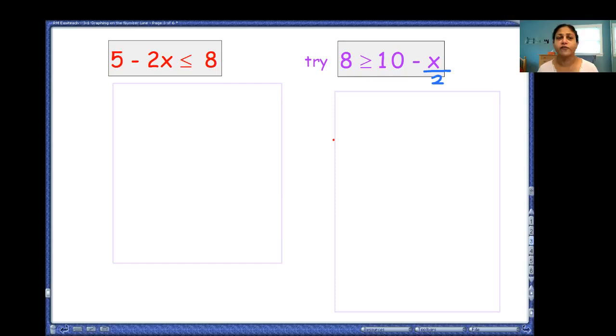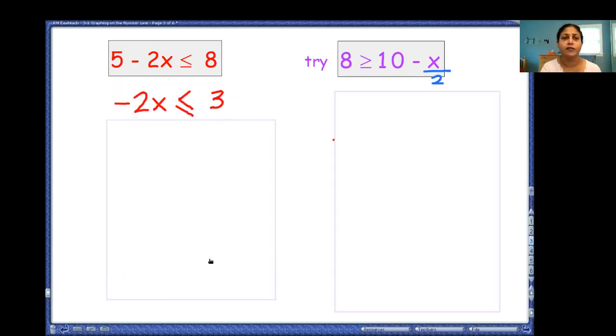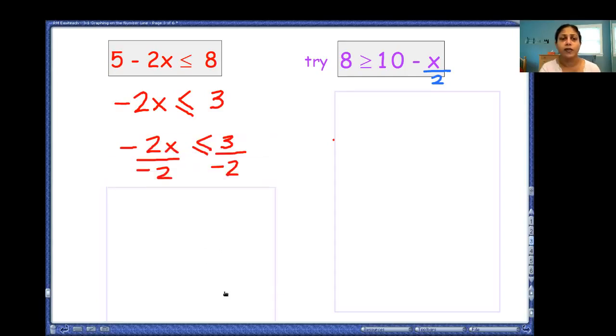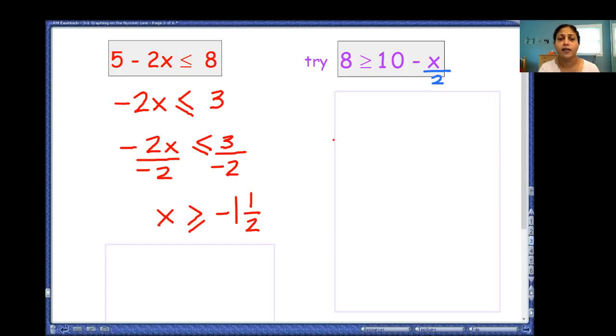Let's say we have 5 minus 2x is less than or equal to 8. So you first subtract 5 from both sides. You get negative 2x is less than or equal to 3. Divide both sides by negative 2. Now remember, when you multiply or divide by a negative number, the inequality will switch. So now it becomes x is greater than or equal to negative 1.5. And the final answer must be in a mixed number.